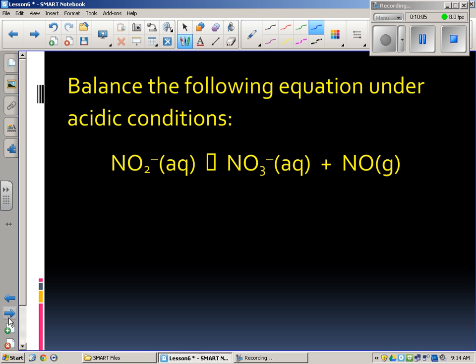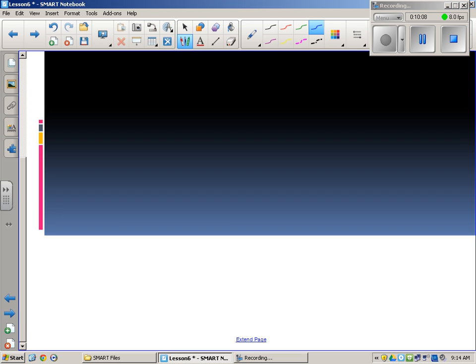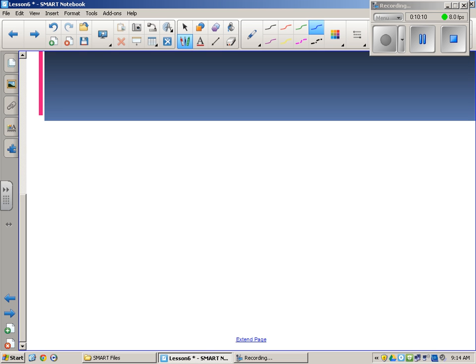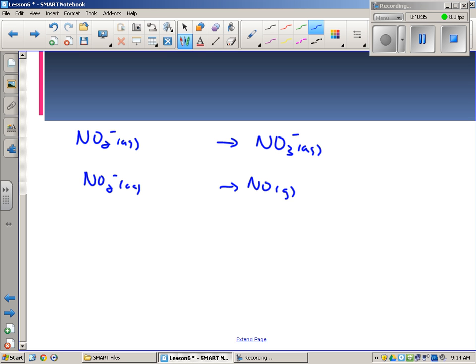Balance the following under acidic conditions. So let's move this up here a bit. All right. So NO2 minus. You guys can kind of work on this one here. You guys might as well start on this and get going here. NO3 minus aqueous. And if you want, you could even write down the other one while you're waiting. This NO2 minus, of course, has to go to NO gas. Okay? Just make sure you don't get confused, of course, with these two. Make sure you're working on one at a time here.